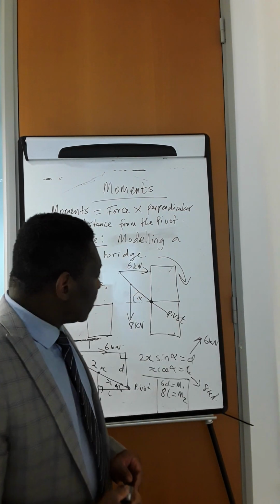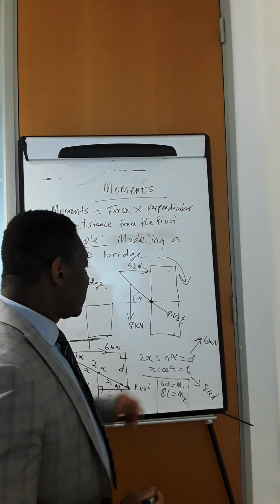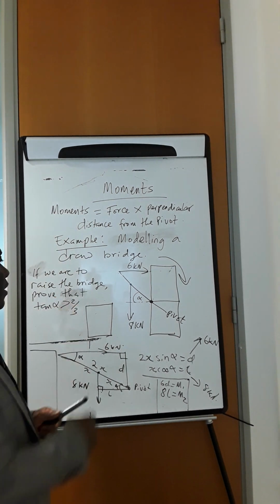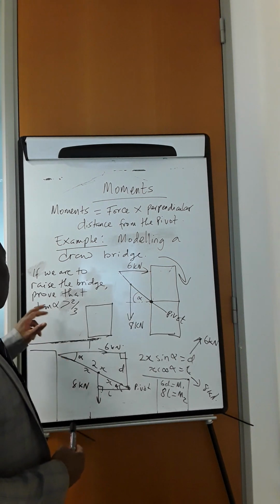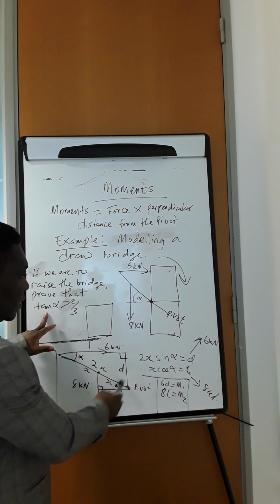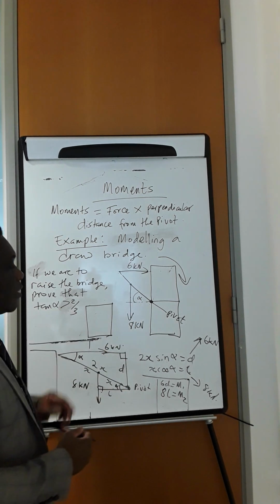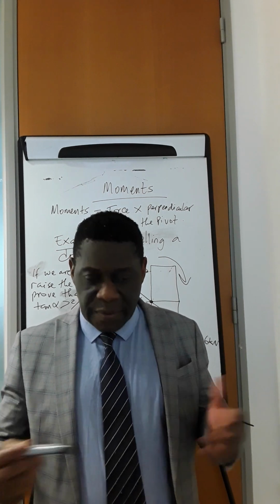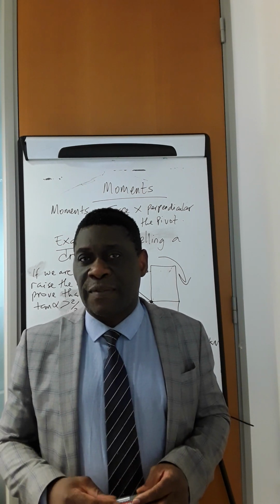Now we have to model this particular bridge to prove that if we are to raise the bridge, our tan alpha will be greater than 2/3. Okay, that will be the subject of our next video. Thank you.